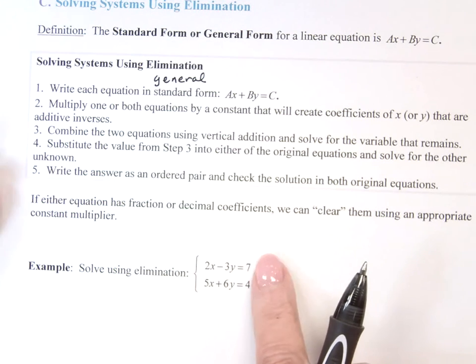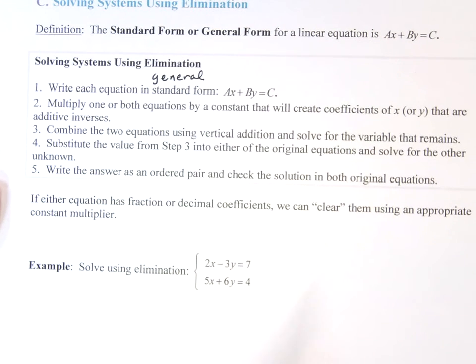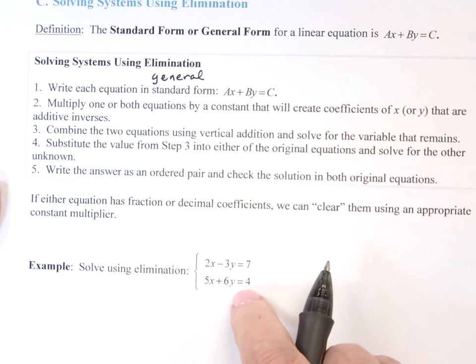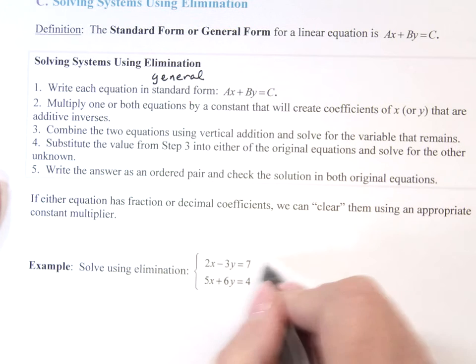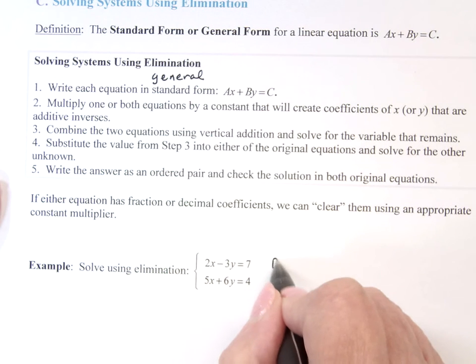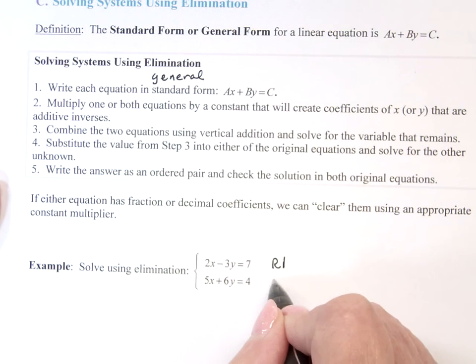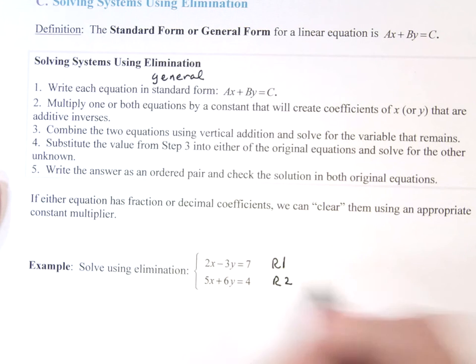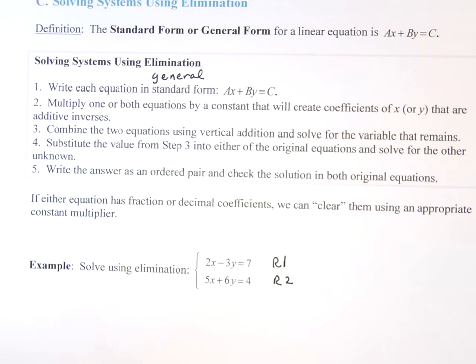Now, what your book does is this. They label these two, and this is to set you up, by the way, for Chapter 7. They call the first equation R1, and they call the second equation R2. Now that's going to come down in Chapter 7. They're going to call it row 1 and row 2, and that's what the R is going to be.